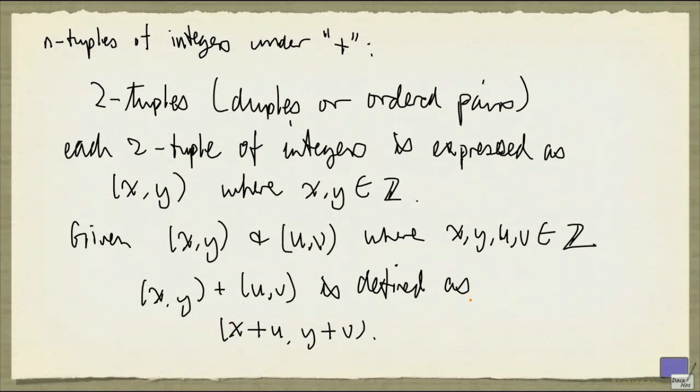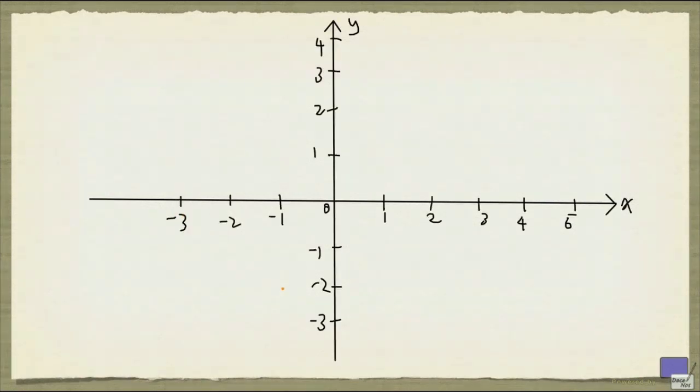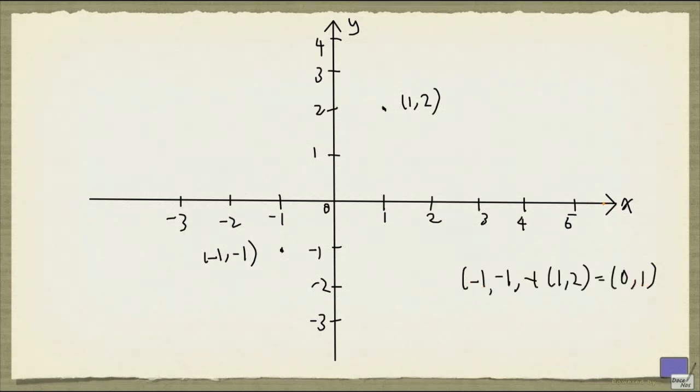Now, why are we interested in 2-tuples or n-tuples? Well, there is a geometric interpretation of these things. For example, for the case of 2-tuples, you can draw them on a plane. And let's consider two 2-tuples. The first is going to be (-1, -1). And the second one is going to be (1, 2). So when you add these two tuples together, using the addition as defined, what you end up with is (0, 1). Now, (0, 1) is right here.